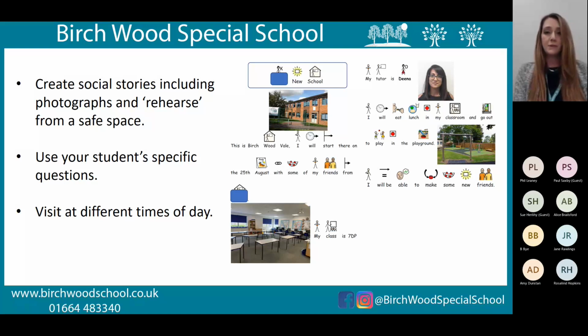So using a social story can be a really nice way to address this. A social story with photos is particularly good and is a really good way to rehearse what's going to happen, but from a safe space. So these can be used over the summer holiday. They could be rehearsed at home and used to just keep reminding the young person, we're going to a new place, this is what it looks like, and to talk through situations. So you might want to talk through when you get there, you will go through the door, you'll come into reception and talk through that journey through the new setting.